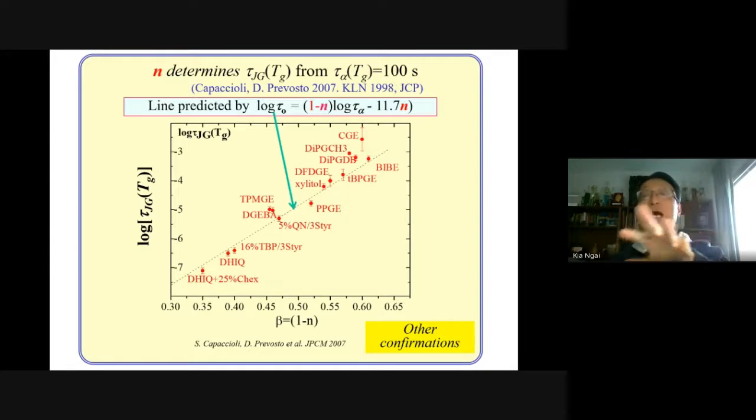There's again an old slide. I just don't want to select any new one. But the main thing is this tau zero and tau JG relation as calculated by the top formula is obeyed by many materials, with many confirmations. I just used an old one, prepared by Simone. So this just serves the purpose.